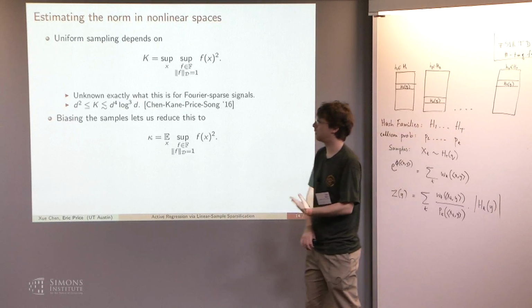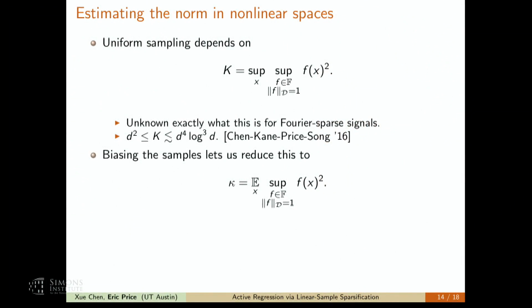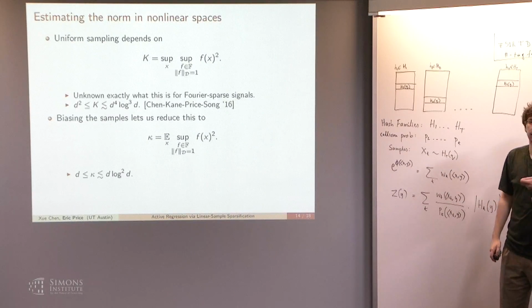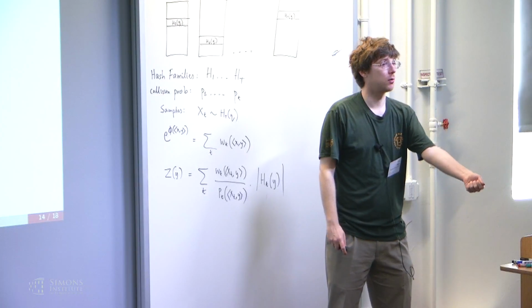And so this then gives you a sample complexity bound. But we can do the leverage score sampling style importance sampling, where we pick a point proportional to the sup over f of x squared. And then our estimate of the norm is going to sample proportional to kappa. And we can show that kappa for sparse Fourier transforms is basically d. So we've gone down from somewhere between d squared and d to the 4th, we're not sure, to somewhere between d and d log squared d, as the number of samples required to estimate a single function well.